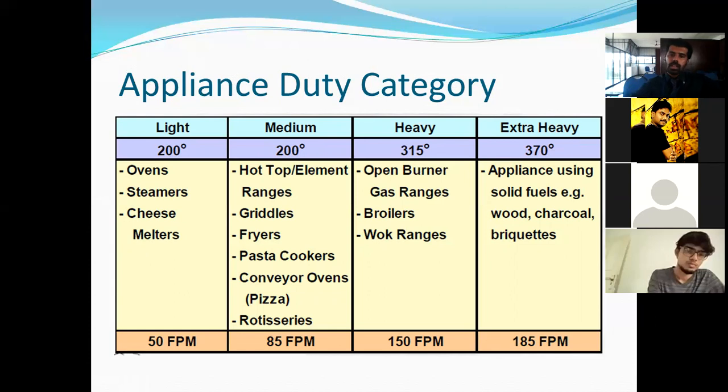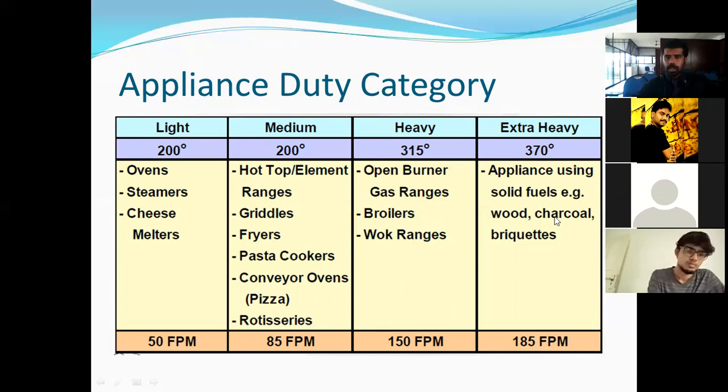So what are those appliances which come under heavy duty? They are open burners, gas ranges, broilers, work ranges. All these come under heavy duty. So the velocity will be 150 fpm.